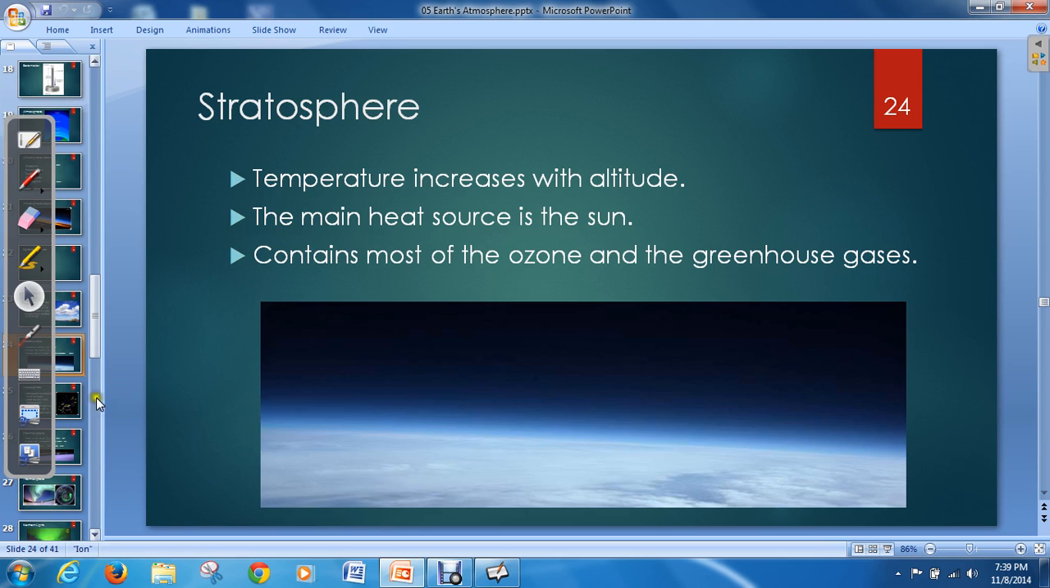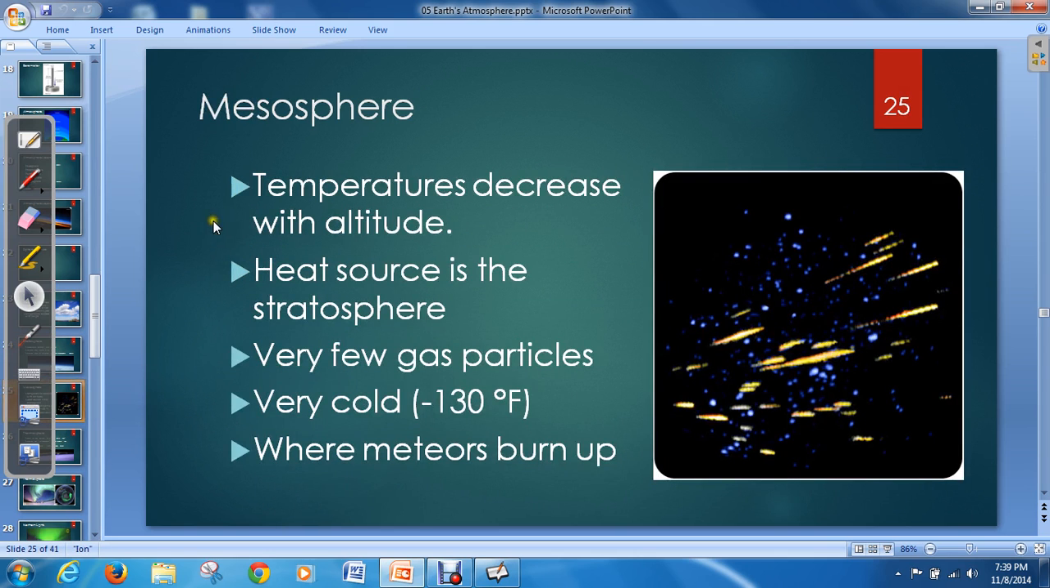Then there's the mesosphere. This one, the temperature decreases with altitude. Its heat source is the stratosphere, and that's just because it has so few particles. It doesn't absorb the sun's rays. And so it's just getting most of its heat left over from the stratosphere. Again, very few gas particles at this point, very cold. And this is where meteors actually burn up. So if you ever see a shooting star, you're seeing it burn up in the mesosphere.